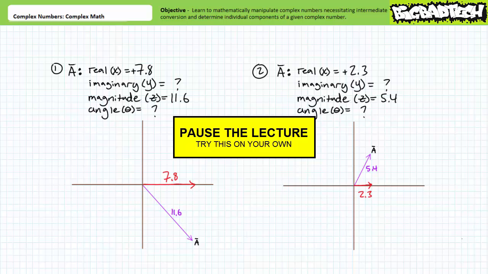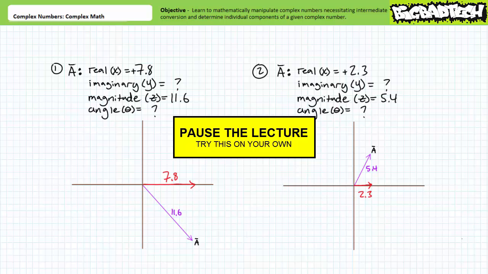Given we're in the fourth quadrant, it should be readily apparent that our resultant angle will be between 0 and negative 90 degrees, and our resultant vertical imaginary y component will be negative. For our second example problem, we're given a complex number known to be in the first quadrant with a real component of 2.3 and a magnitude of 5.4. Given we're in the first quadrant, it should be readily apparent that our resultant angle will be between 0 and positive 90 degrees, and our vertical imaginary y component will be positive.